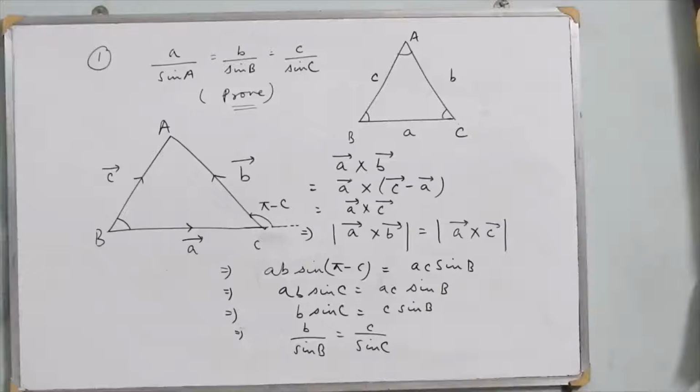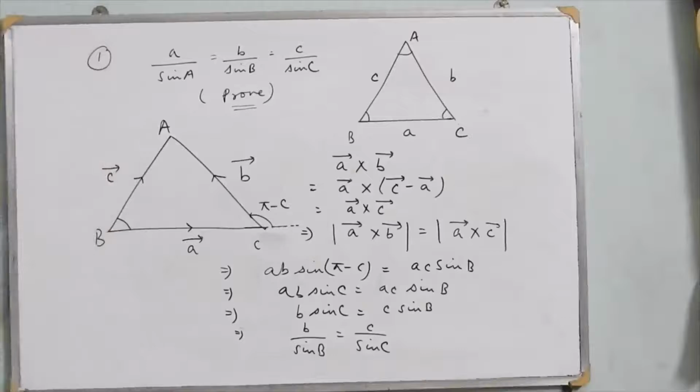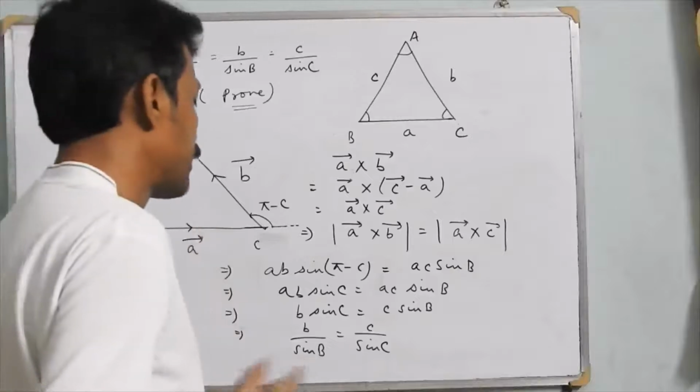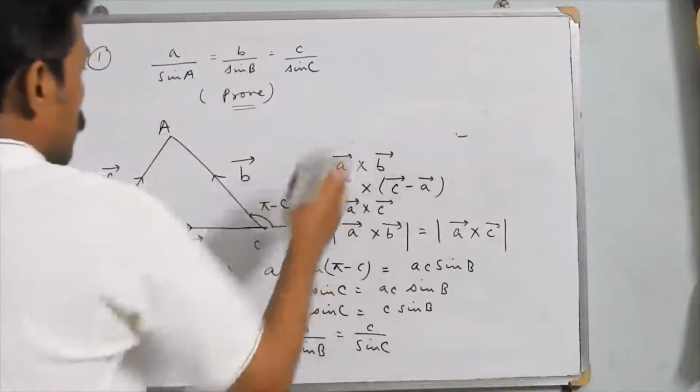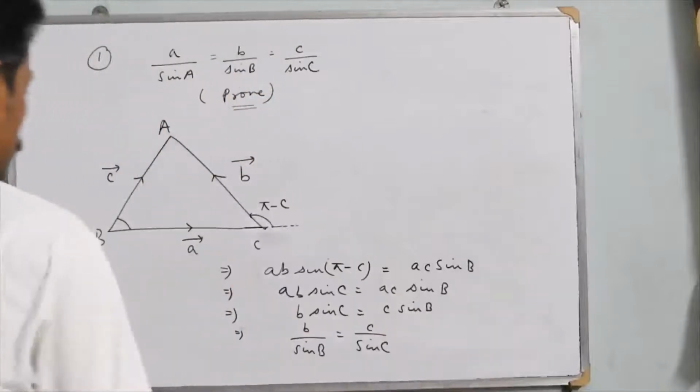So if you proceed in a similar manner, you will get the other one also. That means if you calculate A cross C or you calculate B cross C, then you will get it. Okay, let me show that. We can always calculate B cross C and we will get another result from this. So now we have proved a part of it.